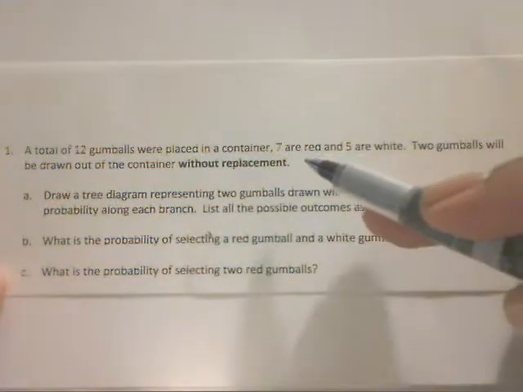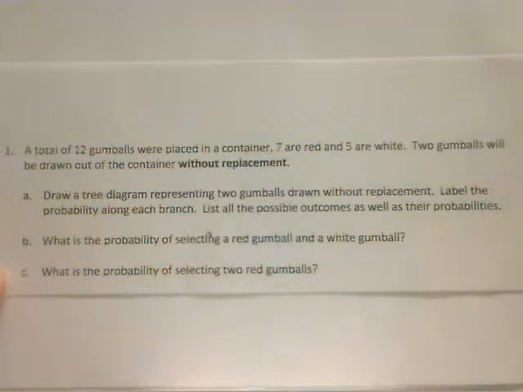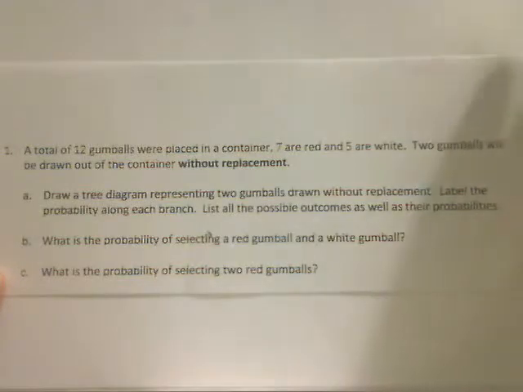So the key word here is without replacement, meaning that the gumball will be taken out of the container and will not be replaced. And there are 3 parts here: to draw a tree diagram representing the 2 gumballs drawn without replacement, and you're to label the probabilities along each branch and list all the possible outcomes as well as their probabilities. So here, this is going to be without replacement.